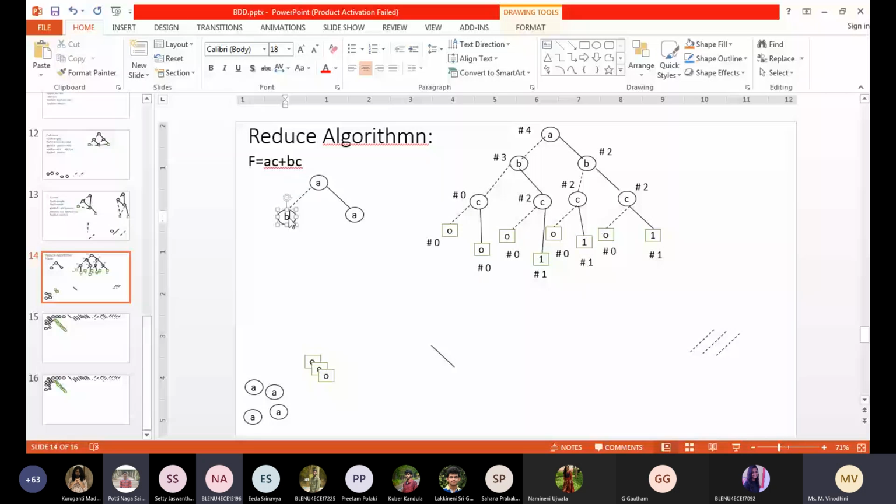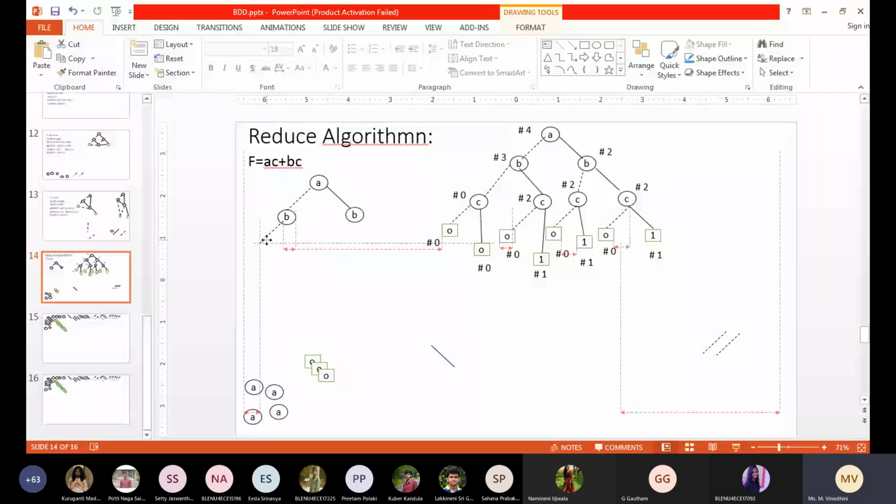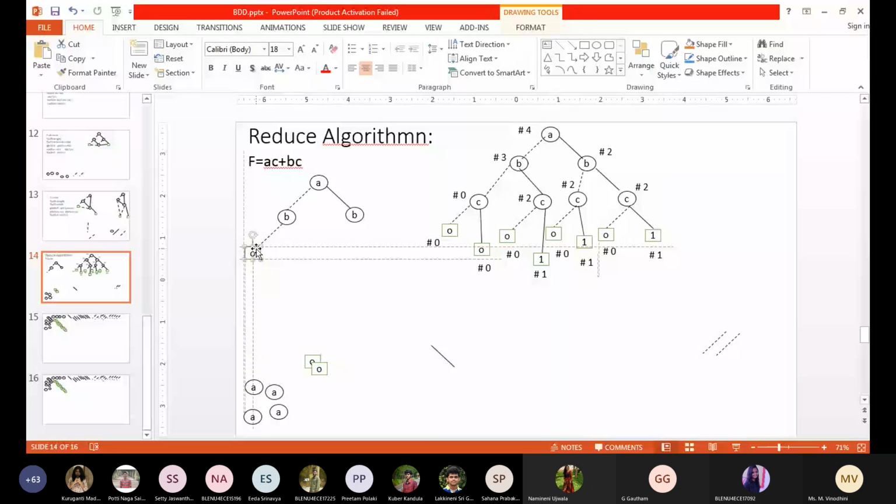Yes, ma'am. So now what I can do is this B, all are 0. Look at the number, all are 0. So if all are having the same value, I can totally remove it and connect it to one of the leaf nodes. So I can connect directly like this. And here 201, 201, 201, same pattern. So I can have only one C. So this will be C.